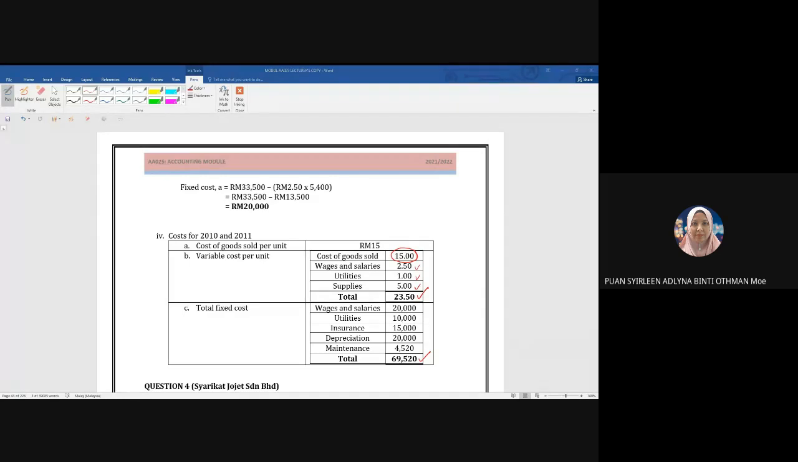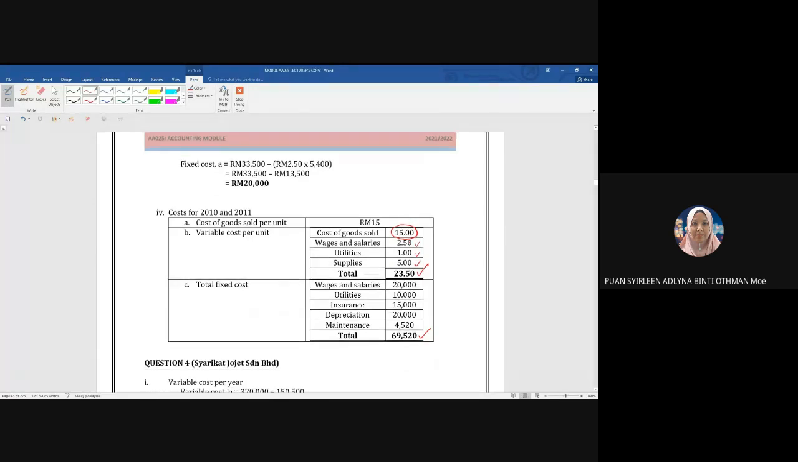Ada apa-apa nak tanya? Soalan 3. Tak ada? Clear? Faham? Okay. Harap-harap faham ya. Okay. Soalan 4.